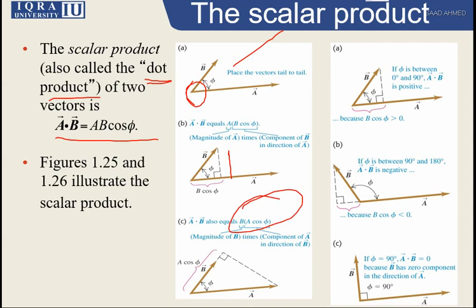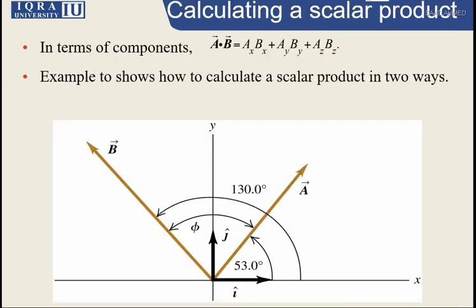See this? The other way around, it is like this in the second diagram. If theta is between 0 and 90, A dot B is positive. If theta is between 90 and 180, then the dot product is negative. If it is 0, then the dot product is maximum. In terms of components, A dot B equals Ax Bx plus Ay By plus Az Bz.